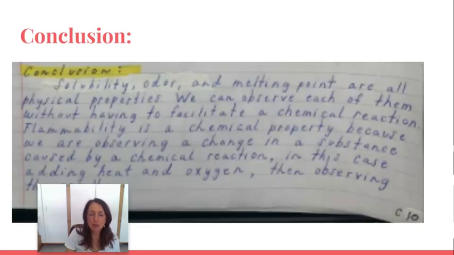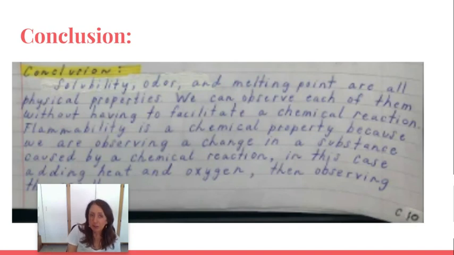And finally, you were to write a conclusion. So a conclusion is where you get your data, you get your results, and then you just talk about your findings. So Mrs. Longebach wrote this conclusion. Yours should be similar to it, but it's not going to be word for word.